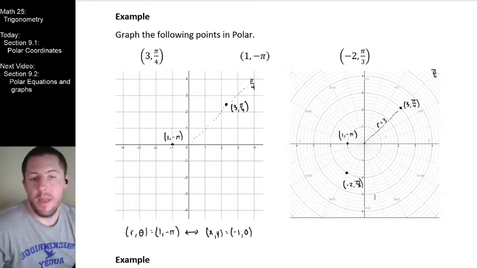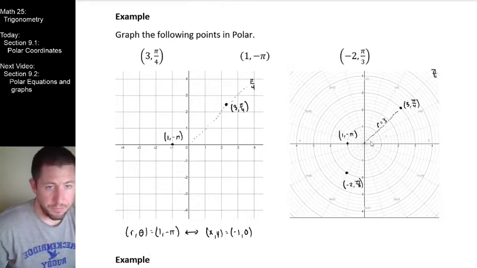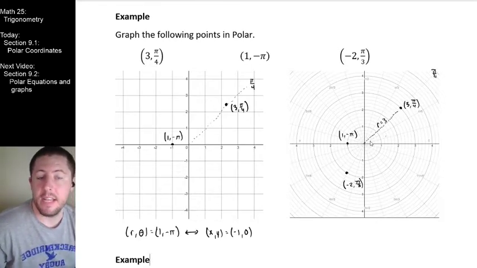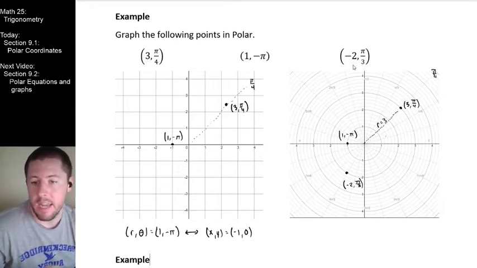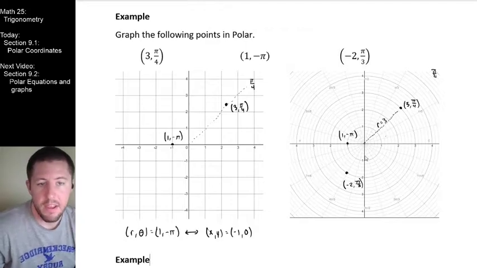Now, another way that I could think about this problem is this. I could say, all right, let's ditch the negative for a second. Let's just pretend it's not there. If I did that, then I would go to a radius of 2, and I would extend out to pi thirds, and that would put my point right here.